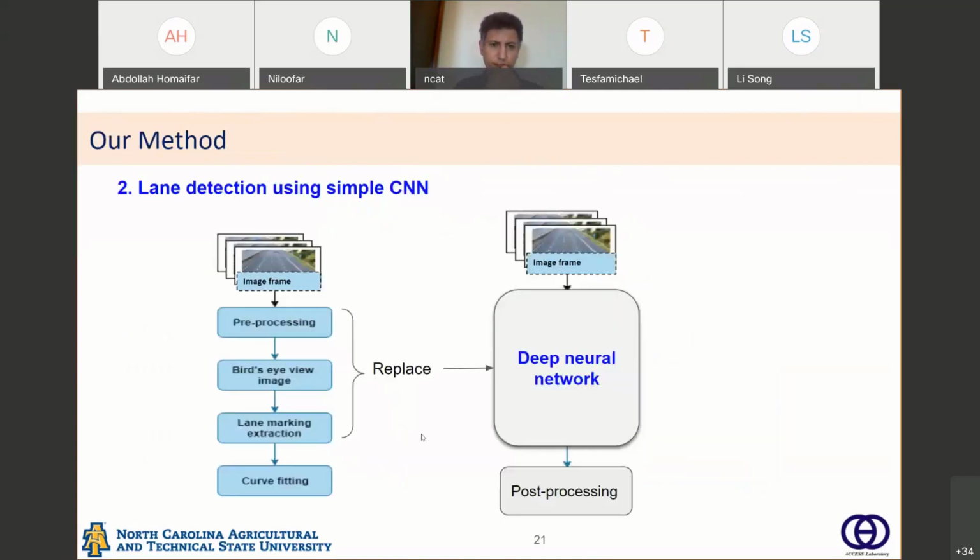Okay, here's the second method, which is a deep learning method. And here is for comparison.